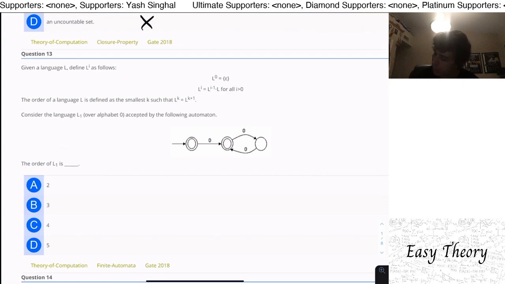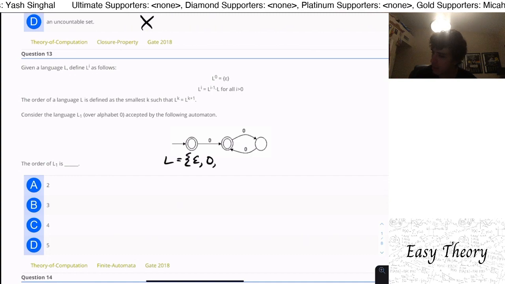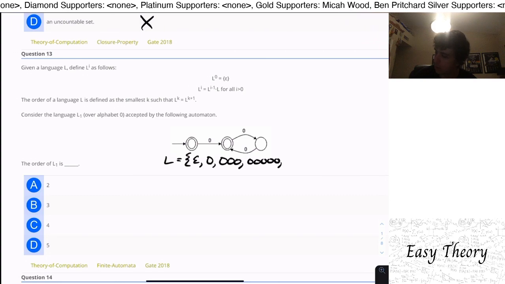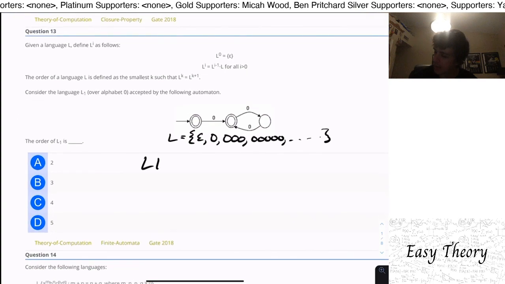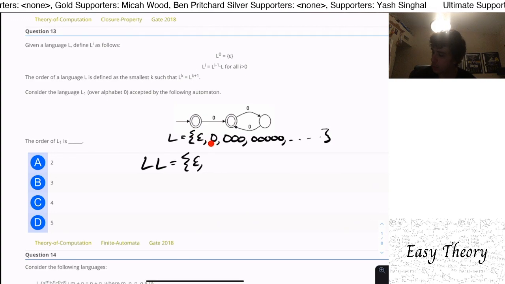Consider the language accepted by the following automaton, which is this one, and what's the order of it? Well, what we can see here is the language of this machine right here is the empty string, and then because of that state, from there on, we can get all odd length strings. So we can get the string of length 1, 3, 5, etc. And then if we concatenate L with itself, well, we must be able to get the empty string out of it, and we must be able to get all of these strings, because we can just concatenate the empty string onto all of these other ones.